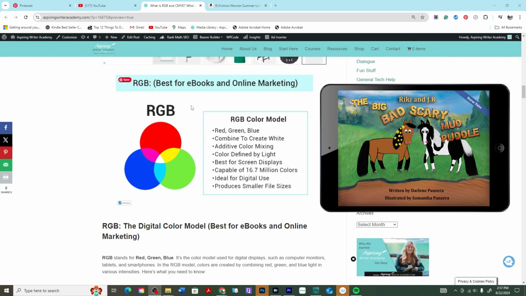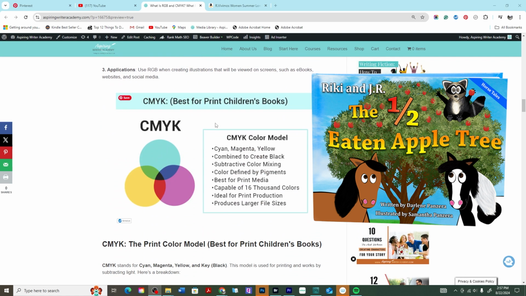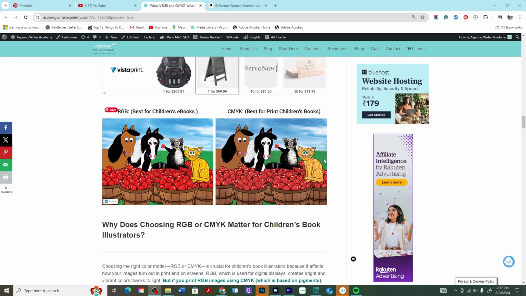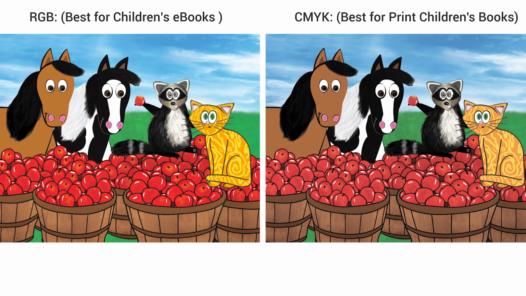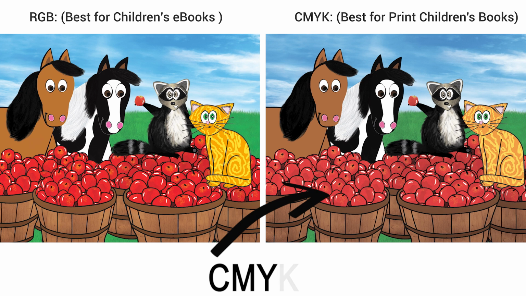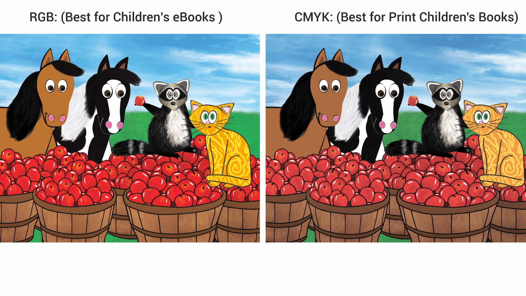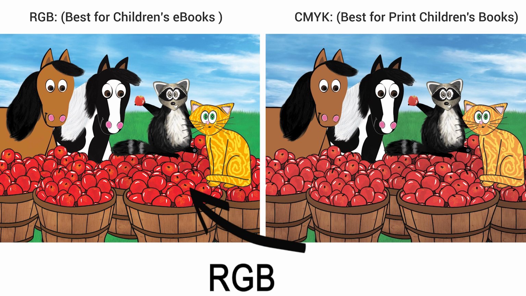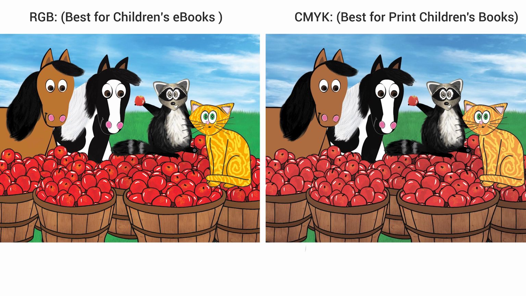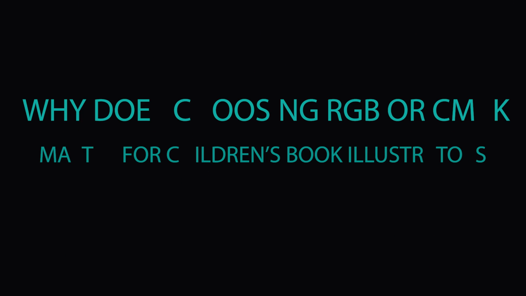Again, RGB is what is best for your ebooks and online marketing. CMYK, best for print. Here I have a comparison of an RGB file with a CMYK. CMYK often prints a little bit darker and not as vibrant as RGB. It's a little bit more muted, but these are actually printer-friendly colors, while RGB uses colors that are often not printer-friendly. Why does choosing RGB or CMYK matter for children's book illustrators?